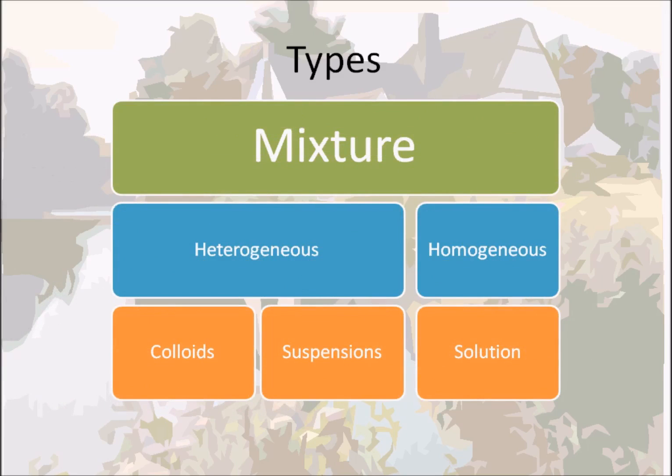We can also subdivide the heterogeneous and homogeneous with three definitions. That is, heterogeneous can also be subdivided into two sections, colloids and suspensions, and homogeneous can be further narrowed down to the solutions. We'll not be discussing these three terms in this session. We'll be doing them in the future sections.